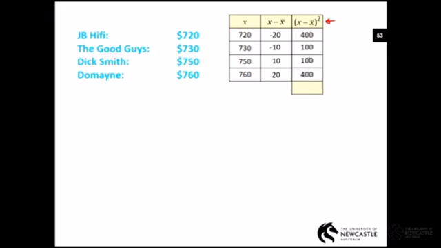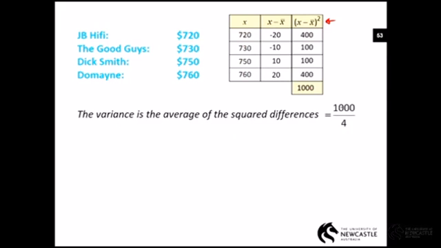If I add up all these numbers, I get 1,000. And there were 4 bits of data. So the variance, it's a word that we're not going to use much, but next year they will. If you get asked about the variance of data, it's exactly the average of the squared differences. They all add up to 1,000, and 1,000 divided by 4 is 250.